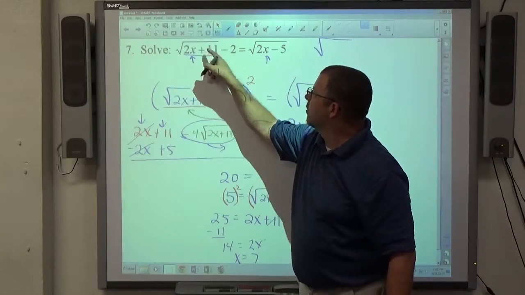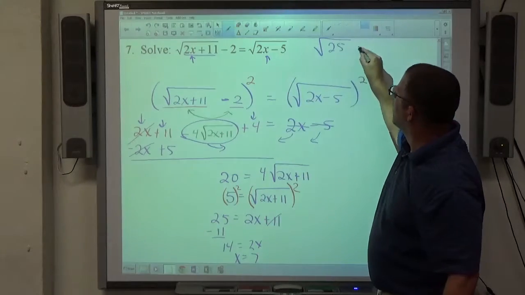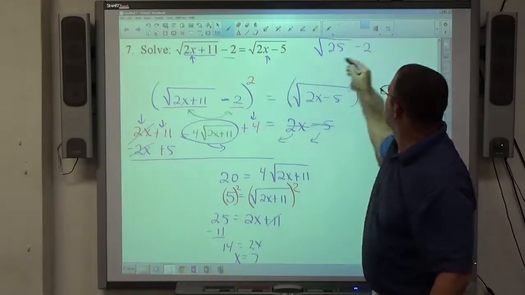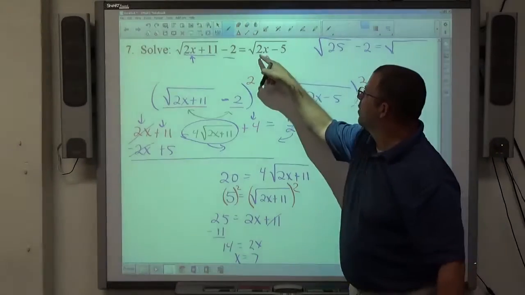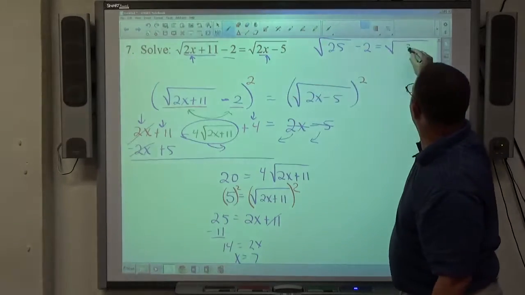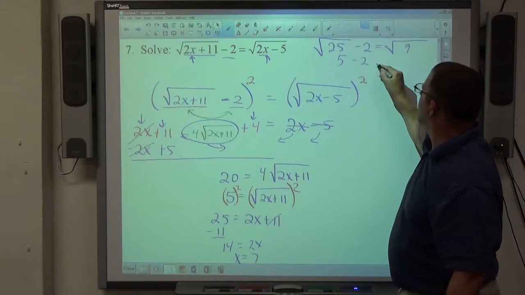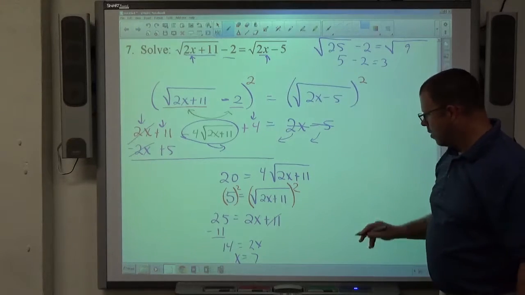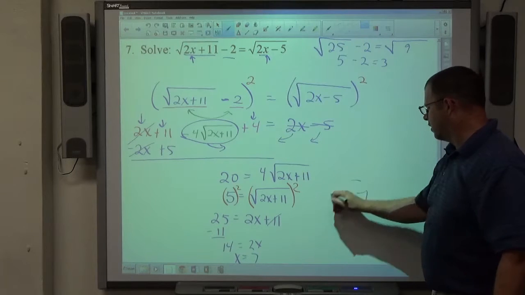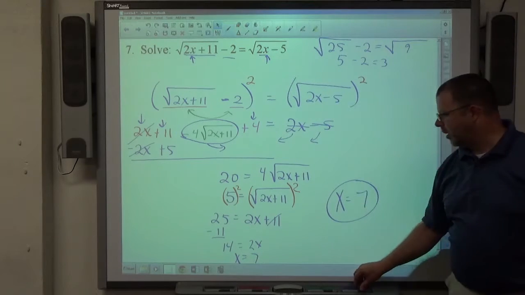7 times 2 is 14 plus 11 is 25 for that radical. Minus 2, which is just minus 2, equals the square root of, if I put 7 here, I'm going to get 14 minus 5 is 9. That gets me 5 minus 2 equals 3, which obviously is true, which means x equals 7 is a fine answer, and it will be encircled.